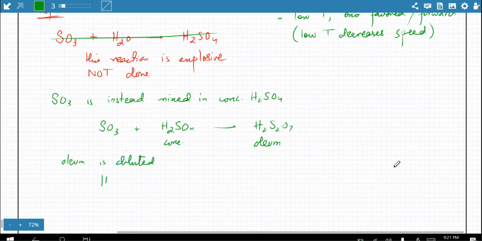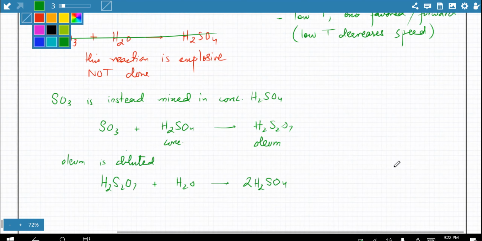So you take oleum, which is H2S2O7, and you add water to it. And the result is that 2 molecules of H2SO4 are produced. Now here this would make sense, that to make sulfuric acid, you actually ended up using sulfuric acid. But the end result is you just used 1 molecule of sulfuric acid, and you ended up getting 2 molecules of sulfuric acid.